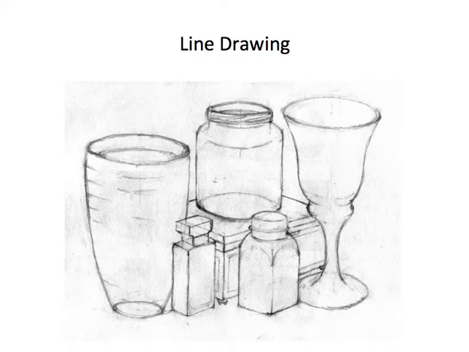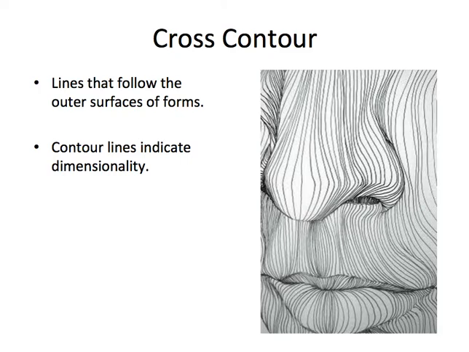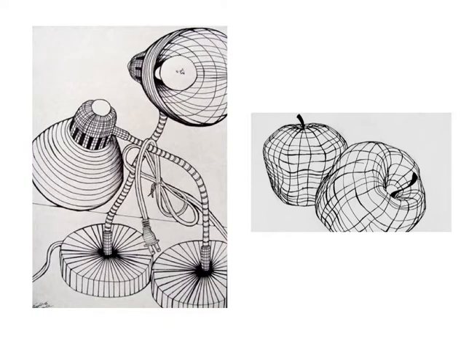Once you learn how to do this, you can also create a different kind of drawing called a cross-contour line drawing. Cross-contour lines follow the outer surfaces of forms, and they help viewers understand dimensionality. Here we have two examples of cross-contour drawings. If a form is rounded, the lines should also be rounded. The best way to think about this is to imagine a string wrapping across the forms.